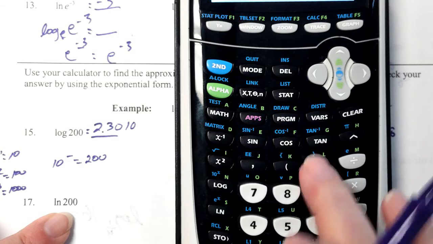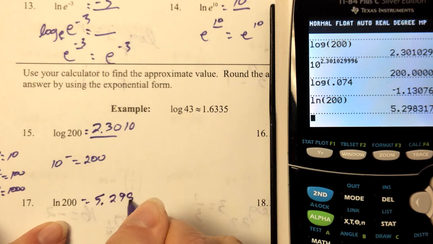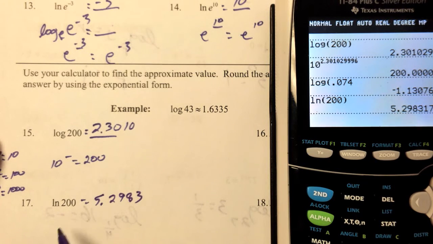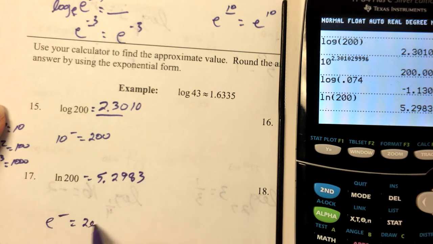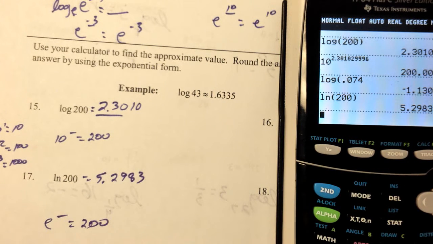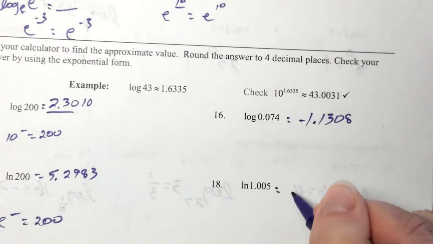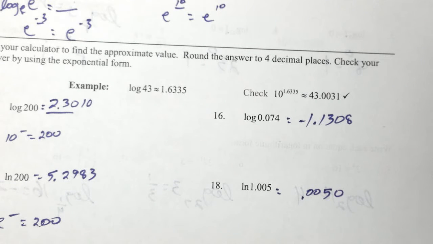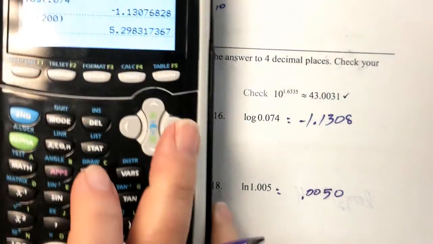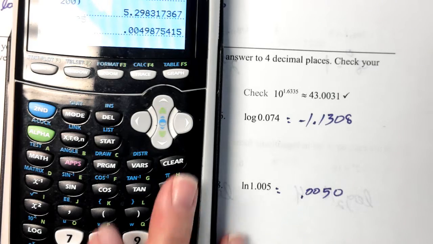So log base e of 200 is 5.2983. And again, what's happening behind the scenes is the calculator's going, oh, e to the something has to be 200. And the calculator's working out what that decimal would need to be. Okay? 18, same idea, tap in your calculator, and you get 0.0050 when you round to the 4th decimal there. ln 1.005. Yes, 0.0050. There we go. Okay?